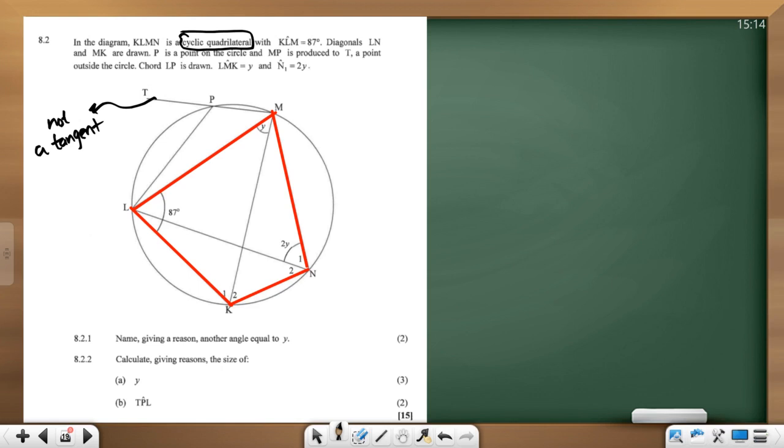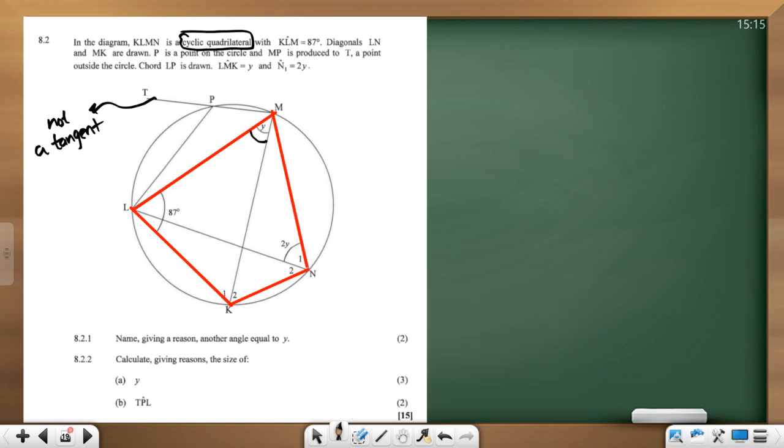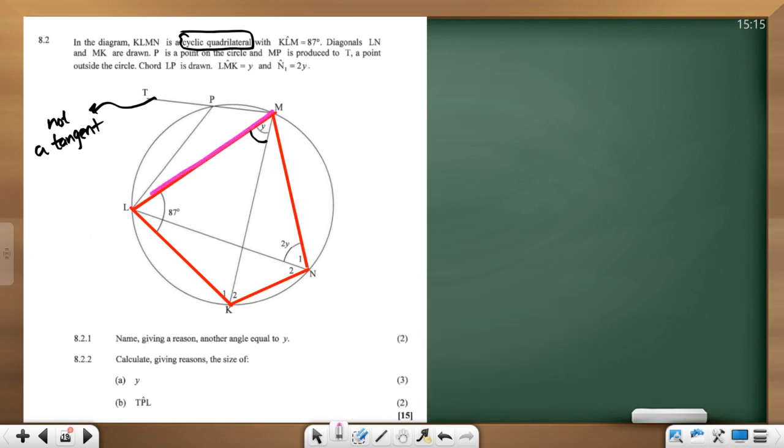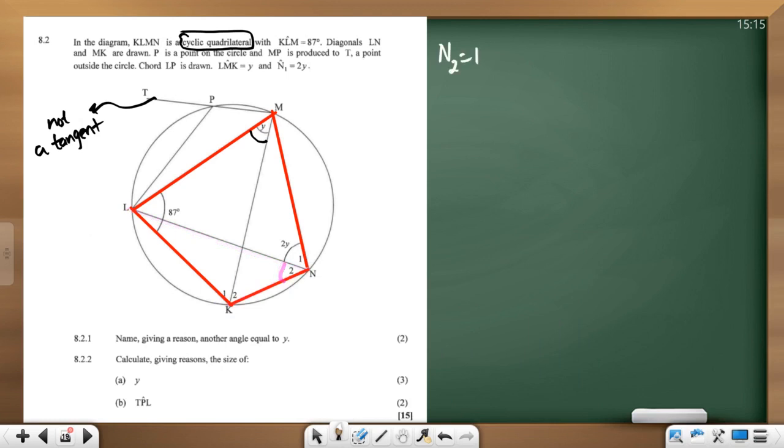Find 8.2.1: give, with reason, another angle equal to y. Let's trace back again. Where is y? Y is between these two. Okay, there's nothing between these two lines, by the way. Nothing special. However, y comes from this chord LK. That's where y comes from. See LK. You know that theorem now. N2 is equal to K, angles in the same segment. We're done. How many marks is that? 2 marks. Makes sense.